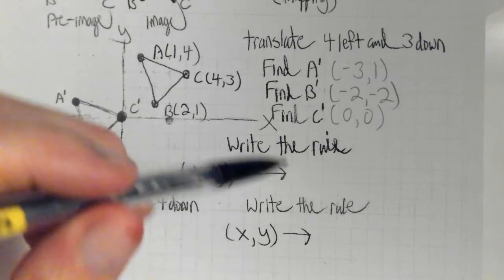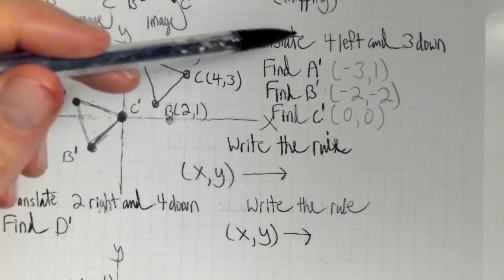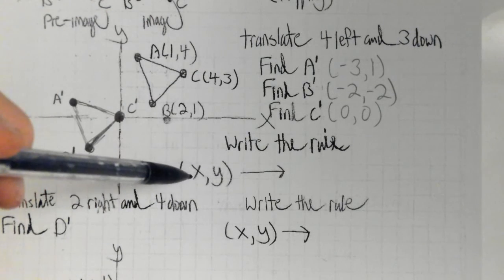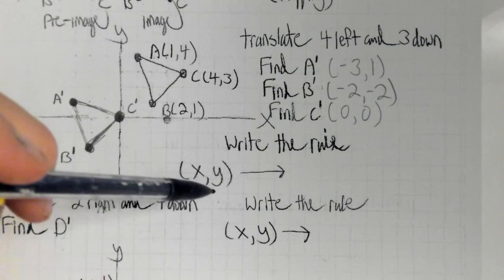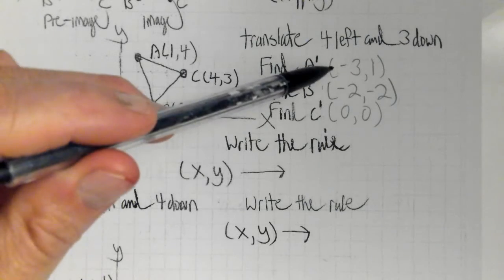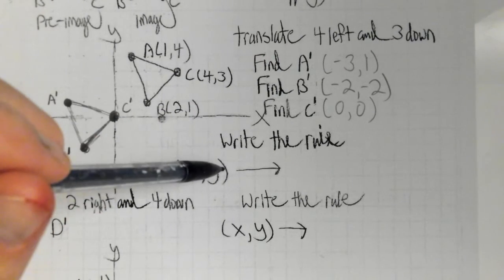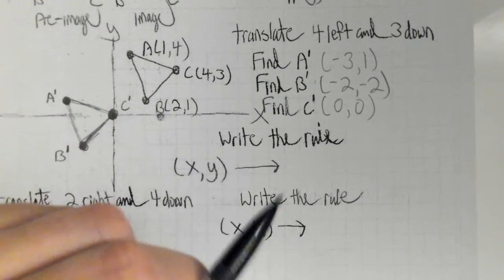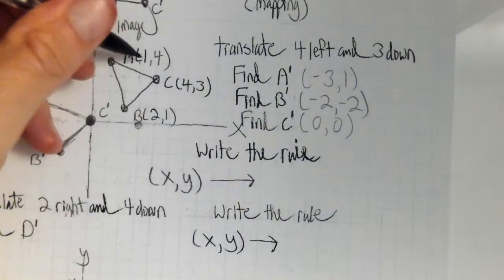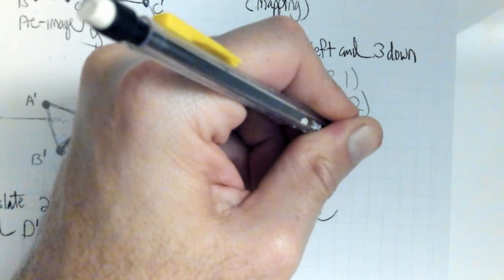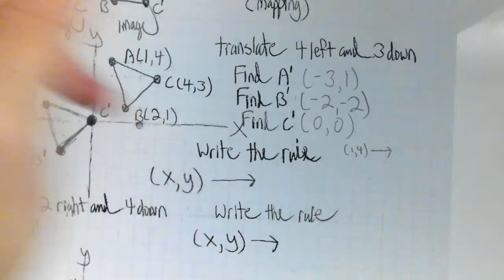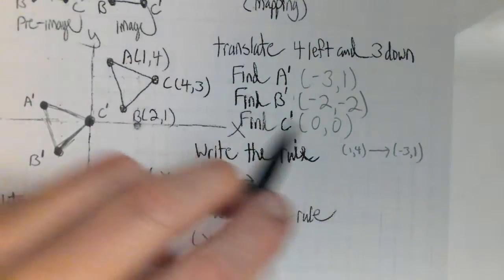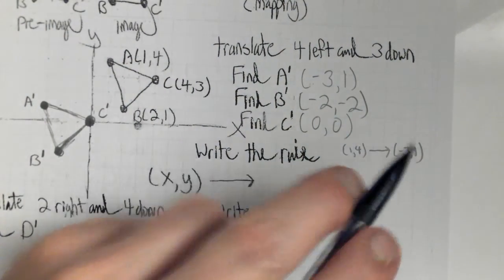All right. So what we want to know is, if I translate these points 4 left and 3 down, then the rule is kind of like a general formula that you can use for any one of the original points, and it tells you what to do to get the prime points. All right, so for example, let's take A. So 1, comma 4 mapped to negative 3, comma 1.